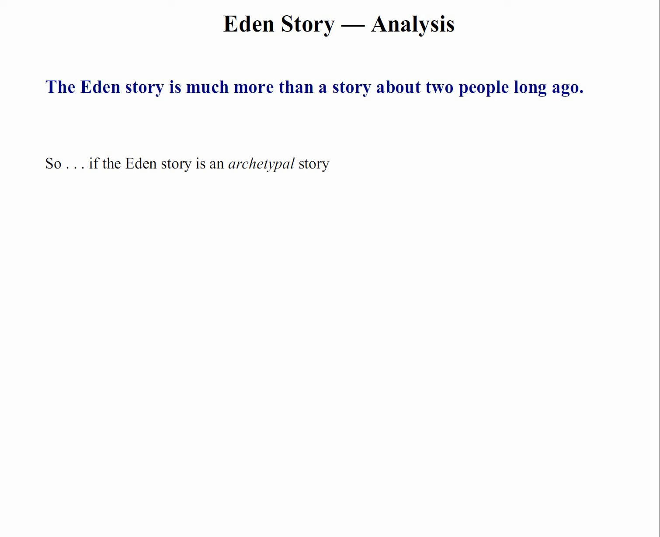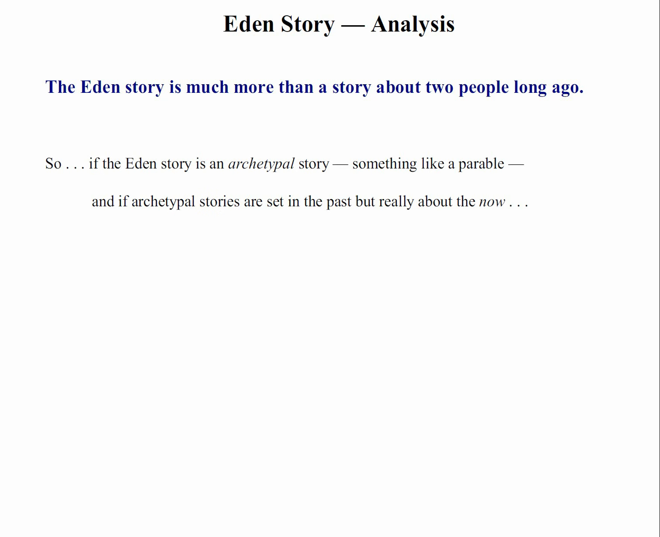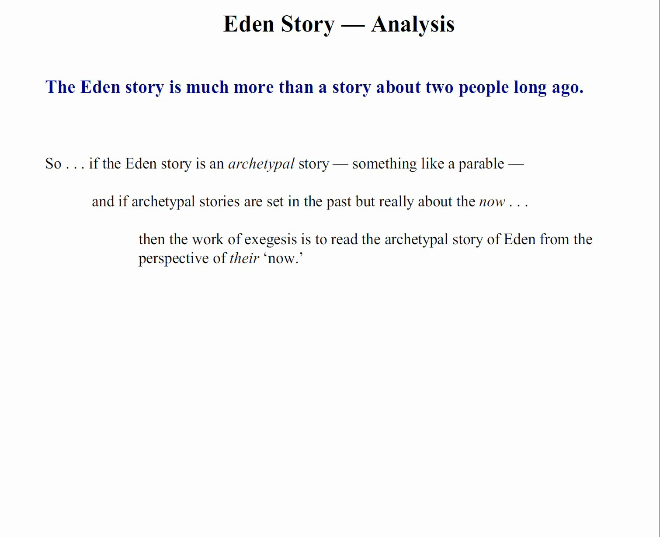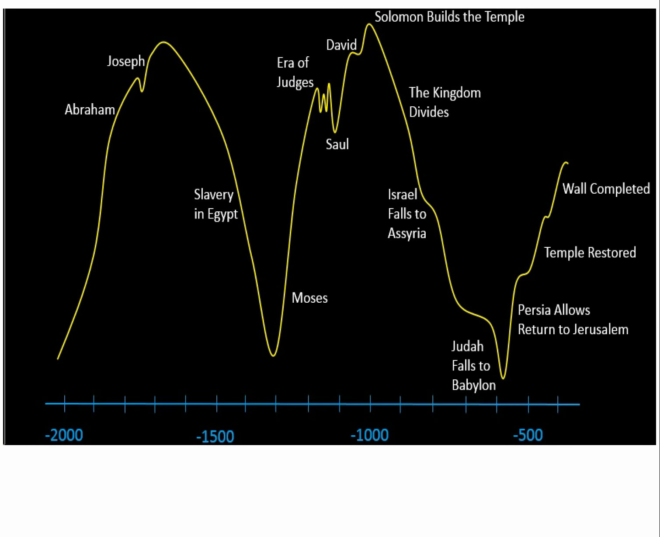So if the Eden story is an archetypal story, as John Walton and many other scholars believe it was intended to be, something like a parable, and if archetypal stories are set in the past but are really about the now, then the work of exegesis, as we try to think what did it mean then and there, is to read the archetypal story of Eden from the perspective of not our now, but their now. And that brings us back to the Israelite national happiness graph.